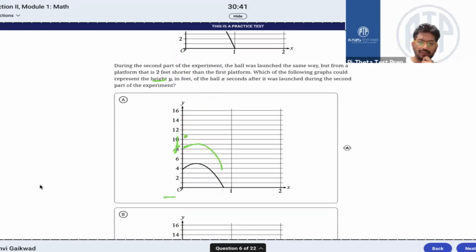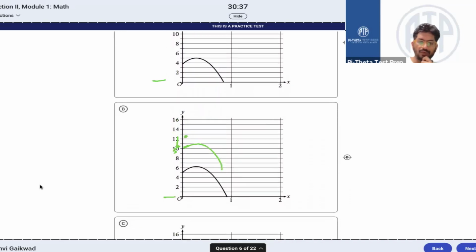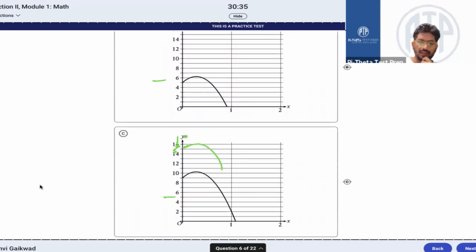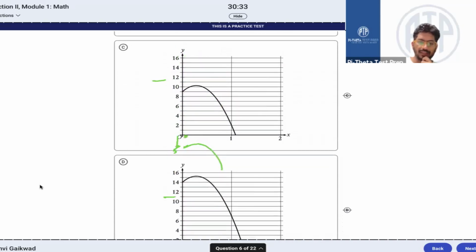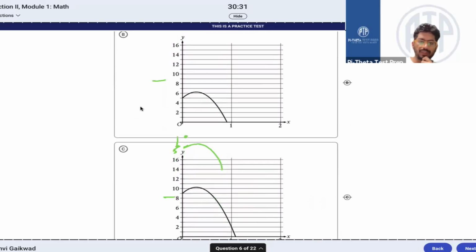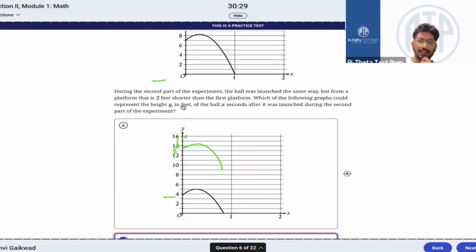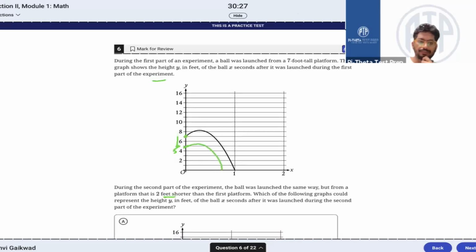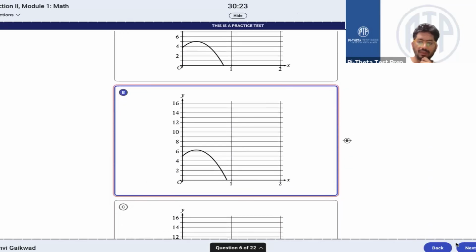So the first option is at 4. Second is at 5. Okay, probably B is our answer. C is at 9 and D is at somewhere 14. So option B is our answer. As simple as that. I'll just clear the screen here. Make sure we are understanding this thing very nicely. Option B is our answer.